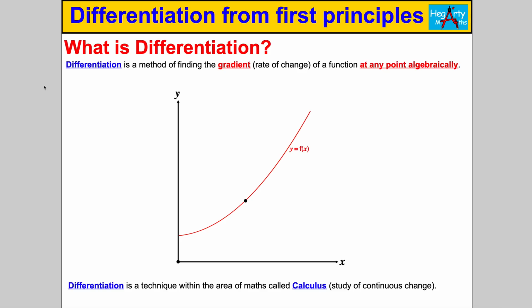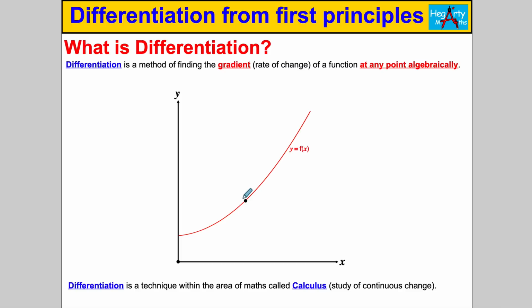What on earth is differentiation all about? Well, differentiation is a method or mathematical technique for finding the gradient or rate of change of a function at any point algebraically. Differentiation is a technique within the area of maths called calculus. Calculus is all about studying things that continuously change. So our objective is, for a function, let's say y is equal to f of x, at any point we want, like this point here, can we calculate the gradient algebraically?